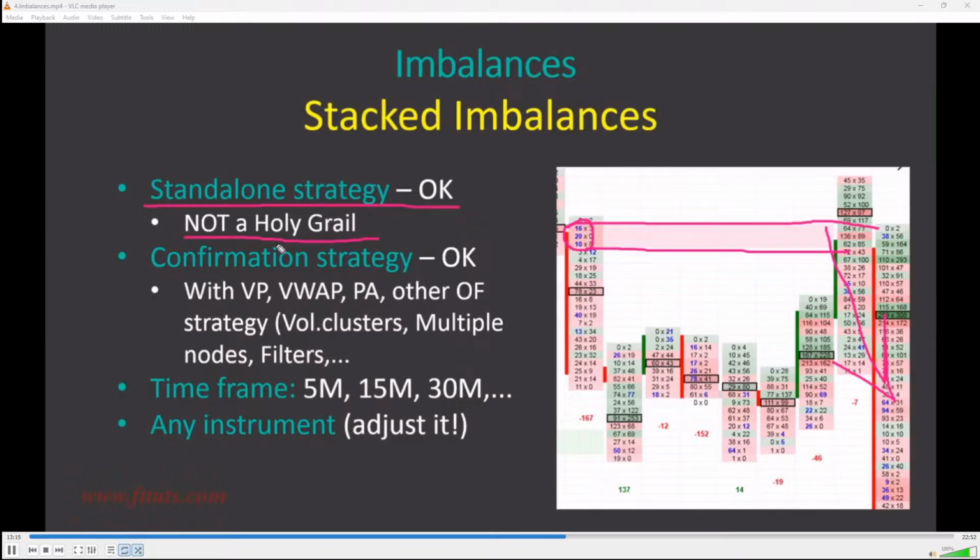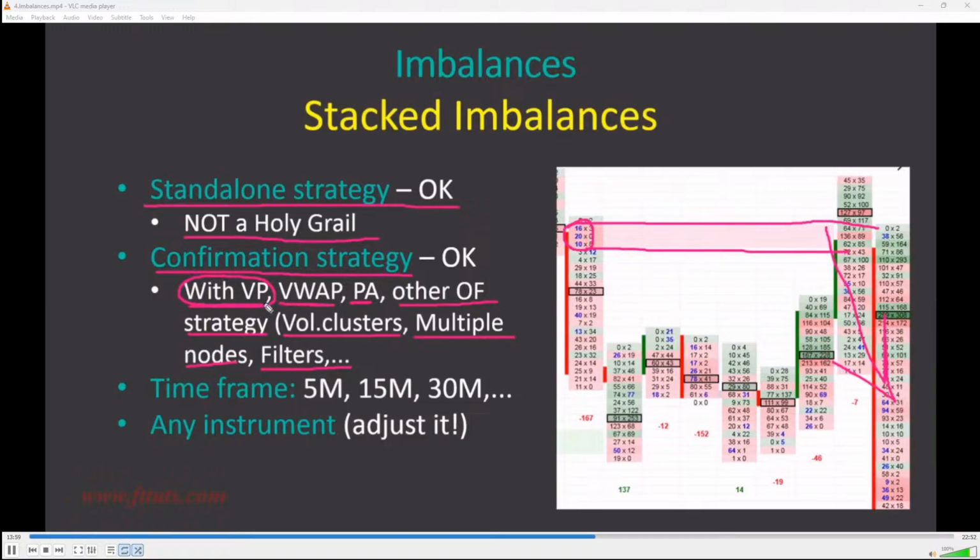So what I actually like more is to use this as a confirmation strategy. You can use this as a confirmation strategy with volume profile, with a VWAP, with price action, or with other order flow strategies like the volume cluster strategy or multiple nodes strategy, or with a strategy with trade filters. You can combine all those and look for strategy confluences when more trading strategies point to a strong support and resistance level. All right, so for example, when you're trading with volume profile, there's a significant volume area.